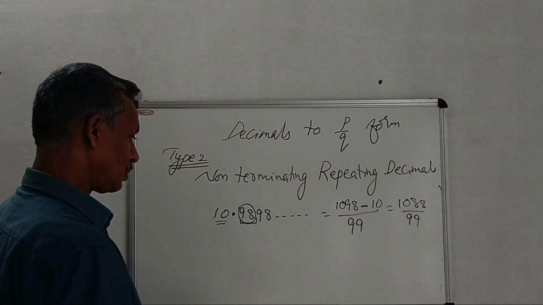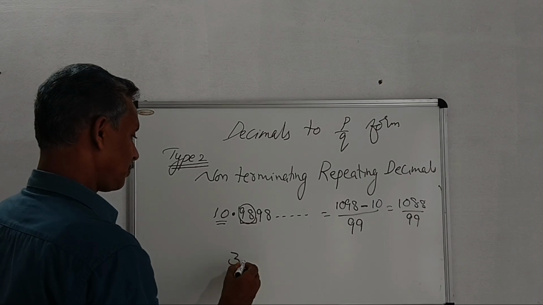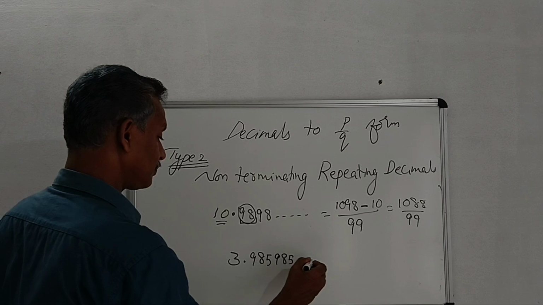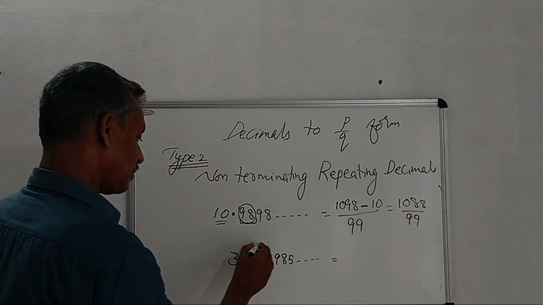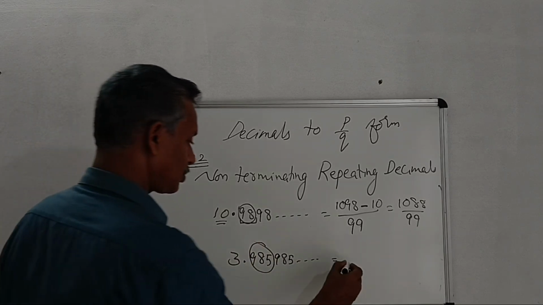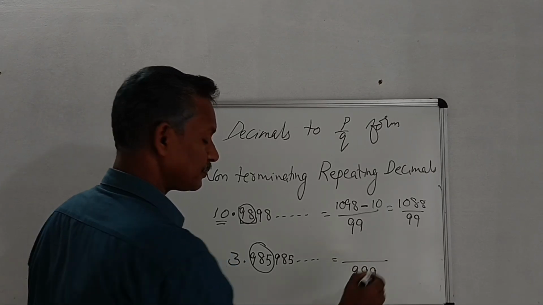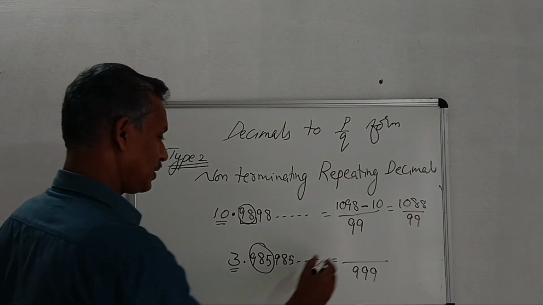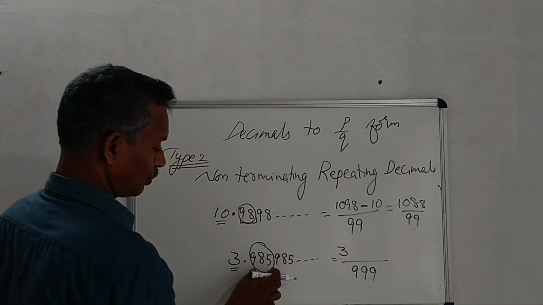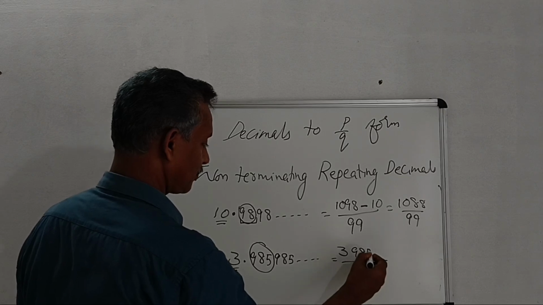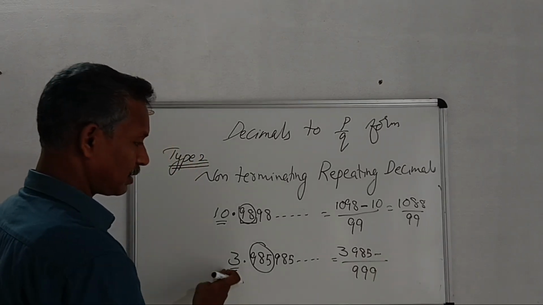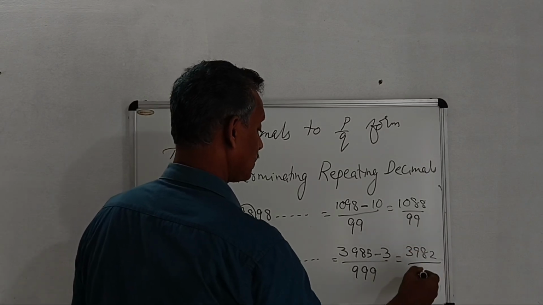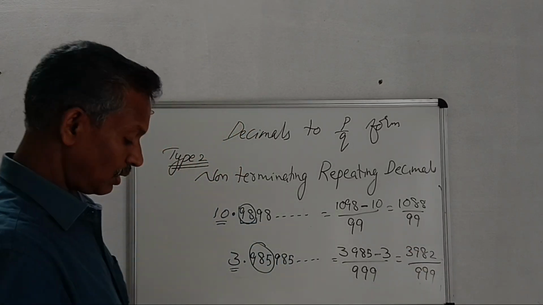Okay, let's do one more. 3.985985 like this. How many digits are repeating? A group of 3 are repeating, so you have to write 3 nines in the denominator. Then, including this pre-decimal number and the first group of repeating digits, you have to write, minus what is before the decimal, that you have to subtract. 3982 by 999. Okay.